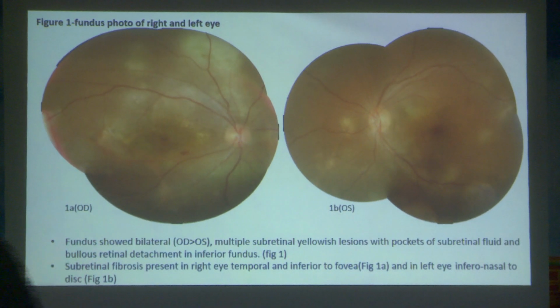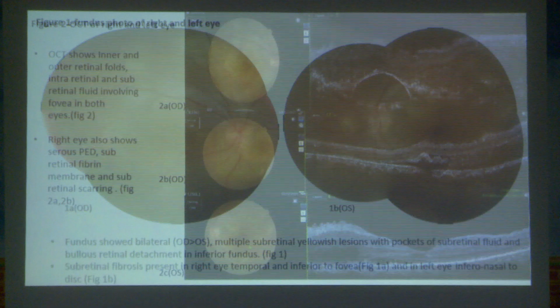This is the fundus photo of the right and left eye. The fundus shows bilateral multiple subretinal yellowish lesions with pockets of subretinal fluid and bullous retinal detachment in the inferior fundus. Subretinal fibrosis is present in the right eye, temporal and inferior to fovea, in the left eye, inferonasal to the disc.